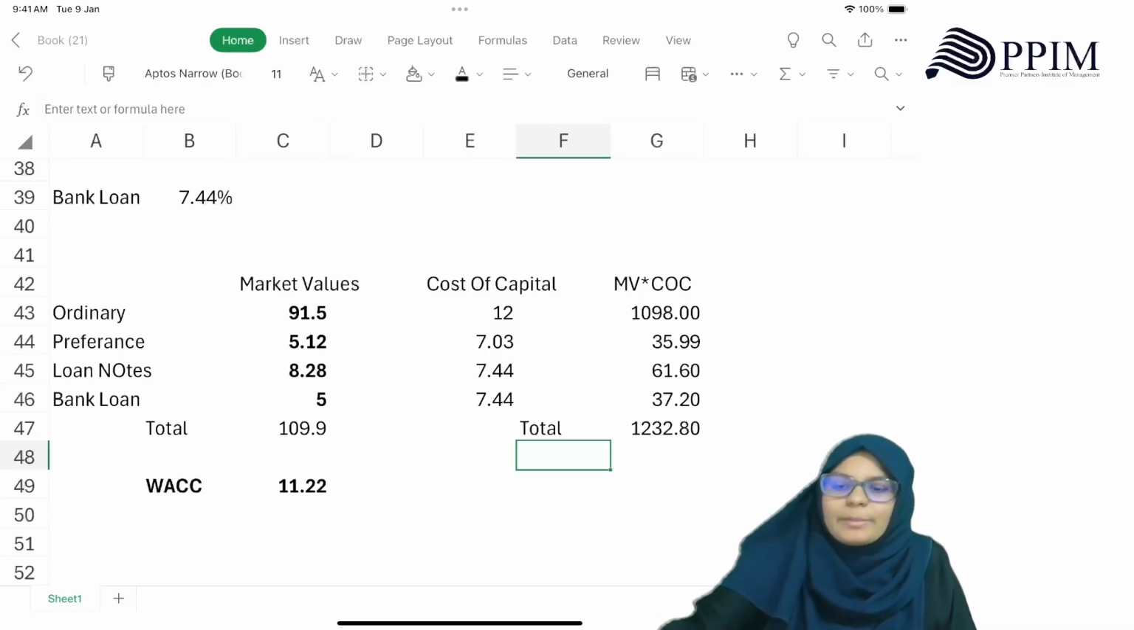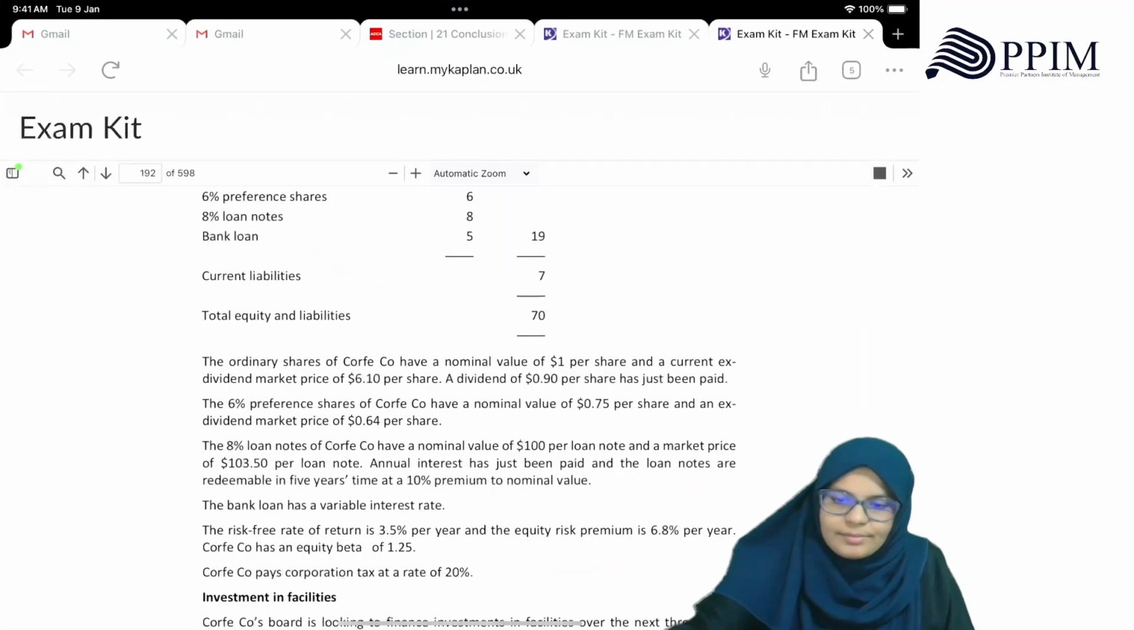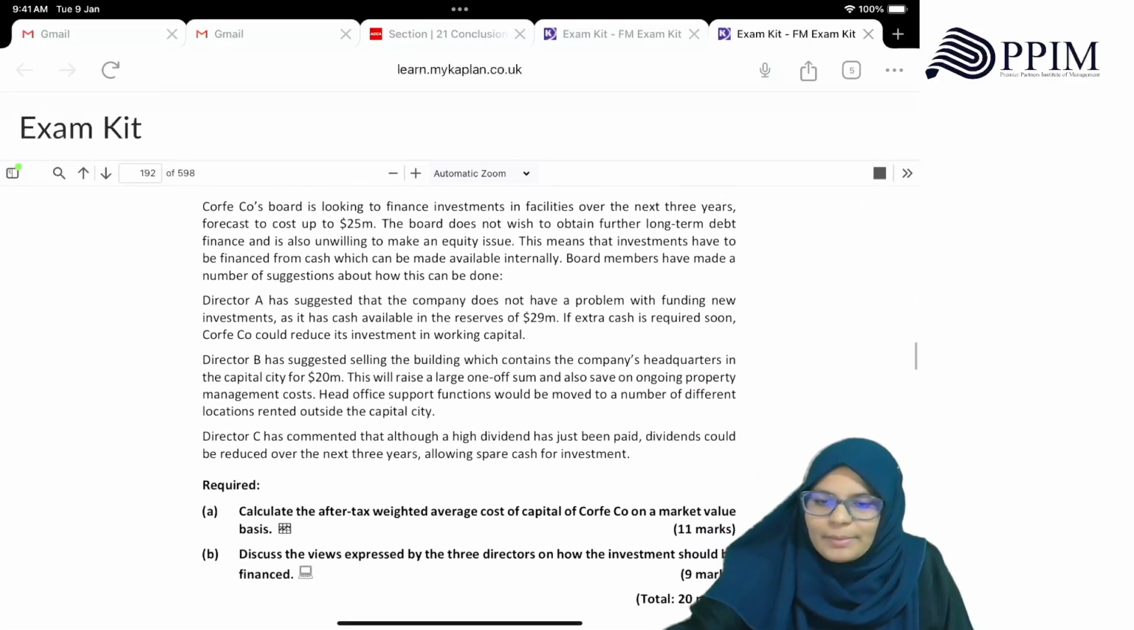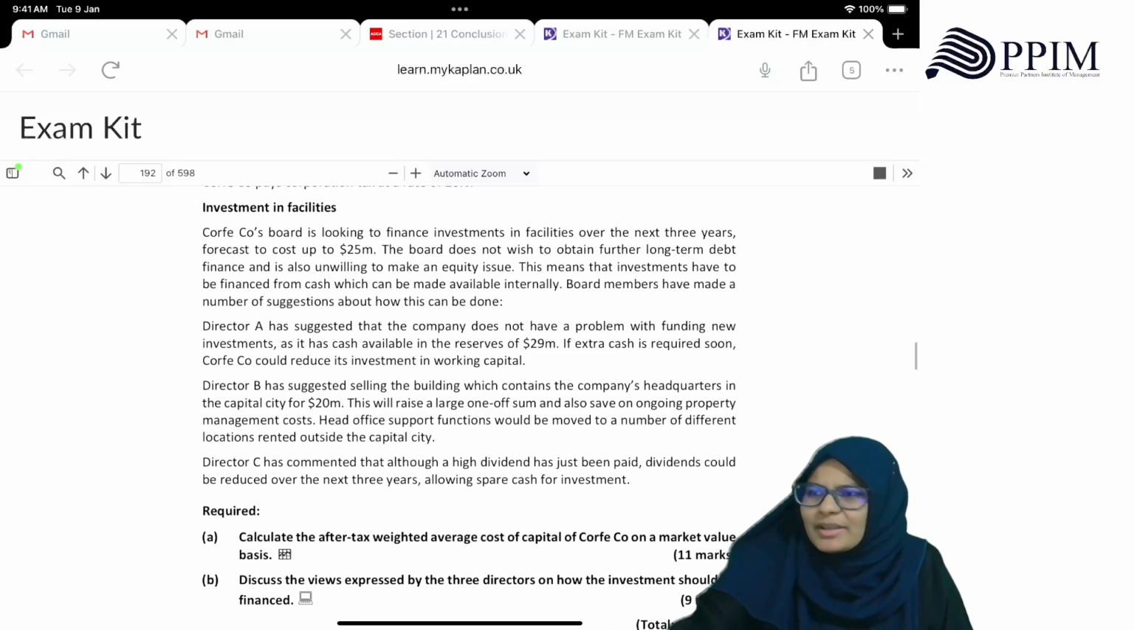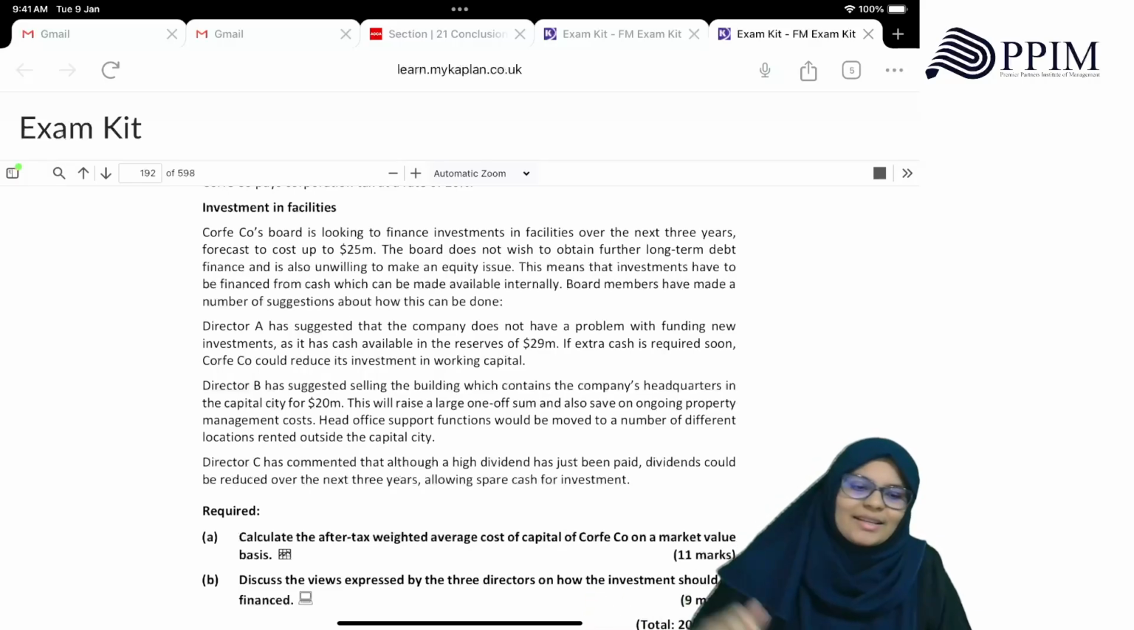Right? So that will be it for the calculations. So now let's read the B part. They're saying discuss the views expressed by the 3 directors on how the investment should be financed. They're talking about some investment. They have information there. Read through it and just give your opinion about what you think they're saying. Okay, so read through it first and then we'll discuss.